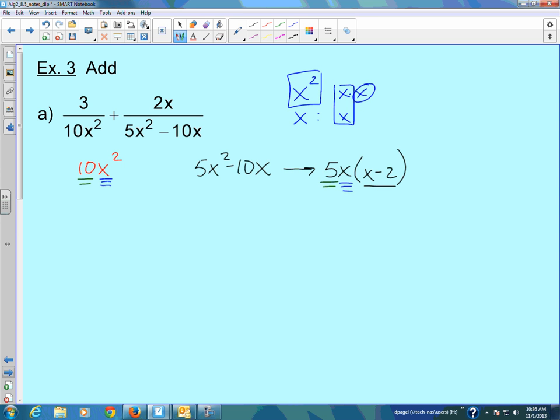That's unique. And so, in terms of the LCD for this, we would say the 10 and the 5 would become a 10. The x squared and the x would become an x squared. And then the x minus 2 is its own piece. So I'd have 10x squared times x minus 2.